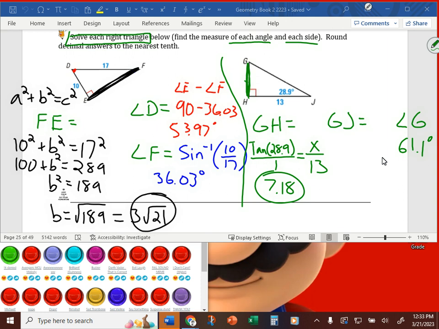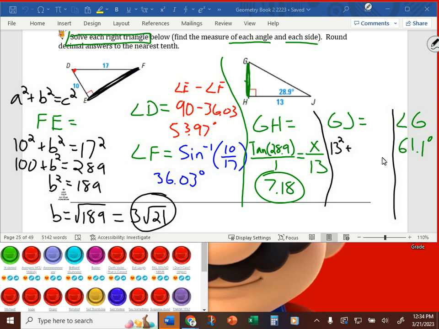And how are we going to go with GJ? The options are, well, not endless here, but we've got plenty of them. What do you want to use? Damien. Pythagorean theorem. Set it up for me, Damien. Okay, so we got 13 squared plus b squared equals c squared.